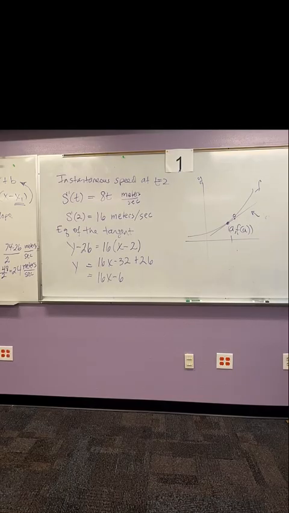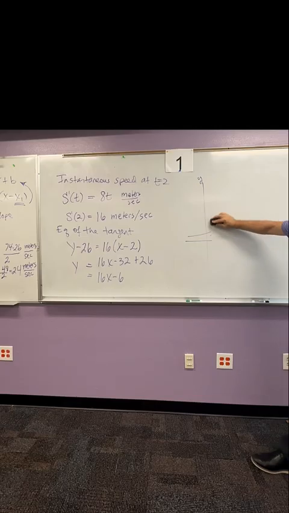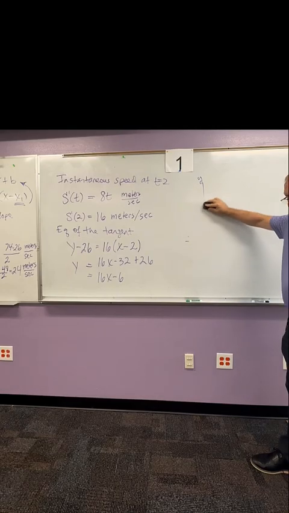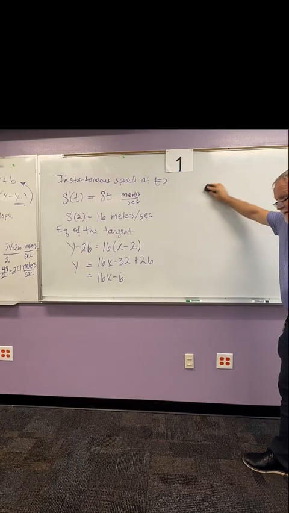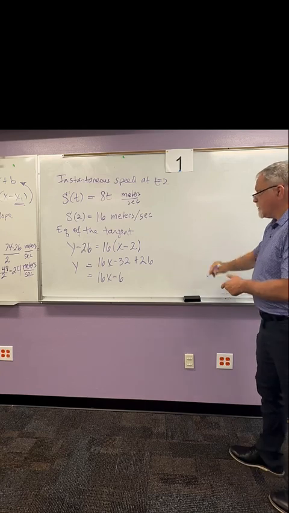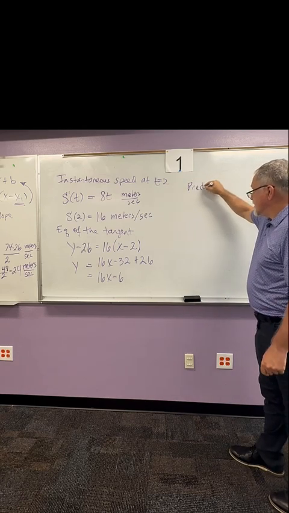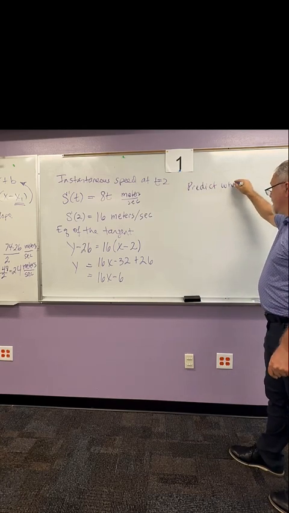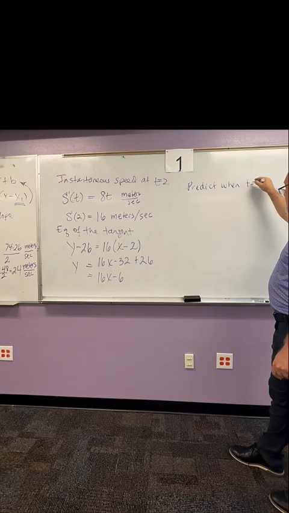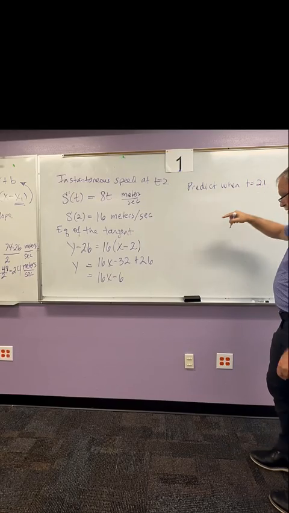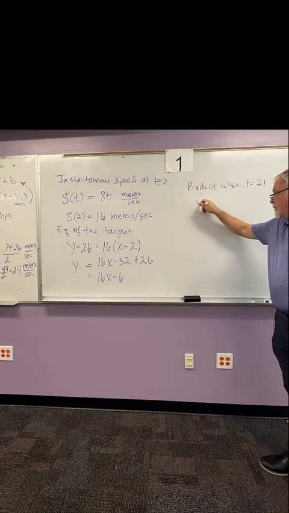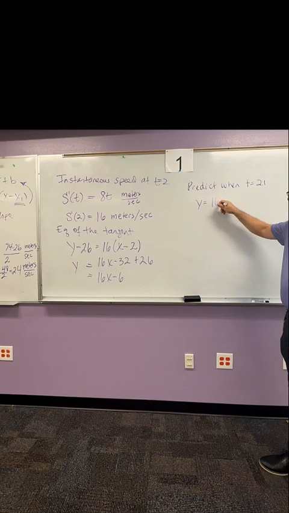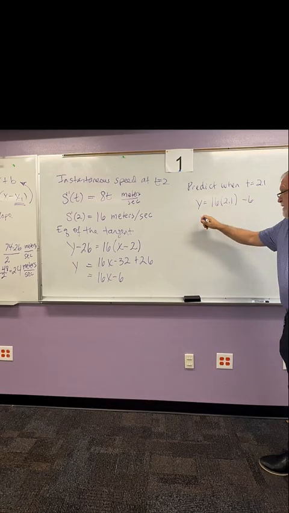Yep. So that equation that you just got, it says predict position at 2.1. Would you just plug 2.1 in for x then? Yep, that's exactly what we're going to do. So predict when t equals 2.1. Now we're going to go down here. The y value we're looking at is 16 times 2.1 minus 6.